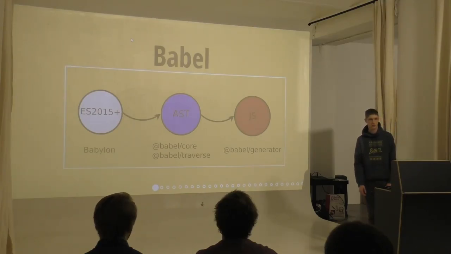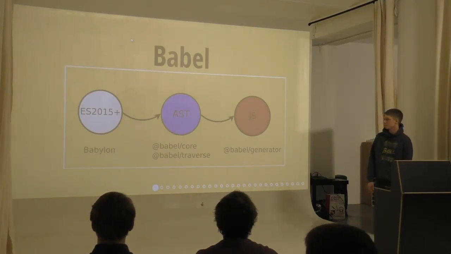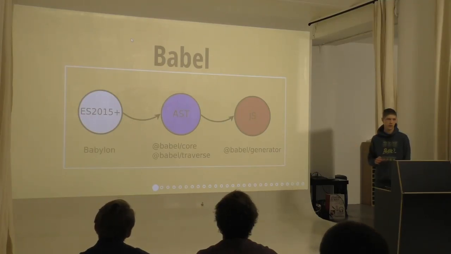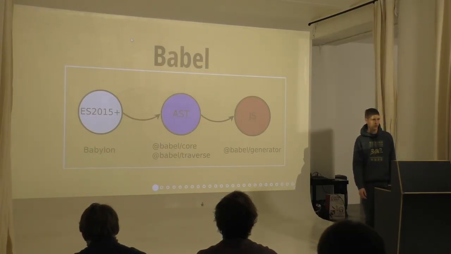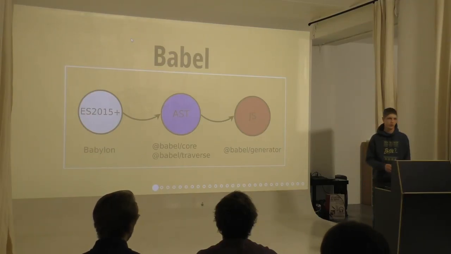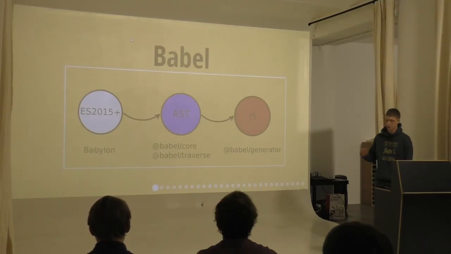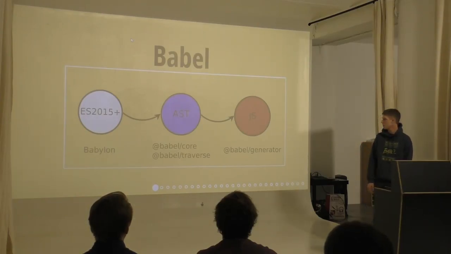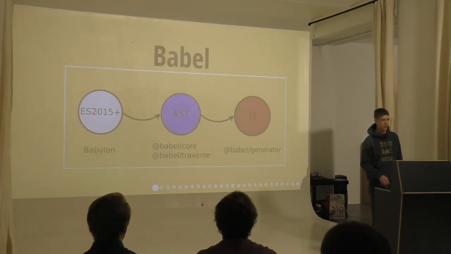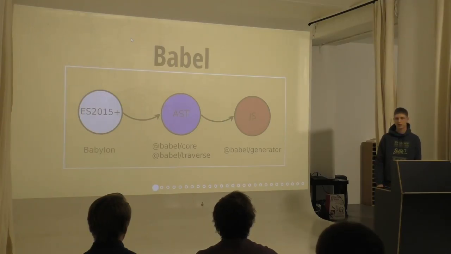I will go into more details after that. But this is how the Babel compiler works. So you have three phases. The first is the parser, which is called Babylon in our case. So it's taking your code, ES2015, and various syntax. And then it will be transformed to an AST. It's the thing in the middle. And this is called Babel Core or Babel Traverse, depending on what you want to do. And then the last step is code generation. It's called Babel Generate in our case. I will go into more details about that later.